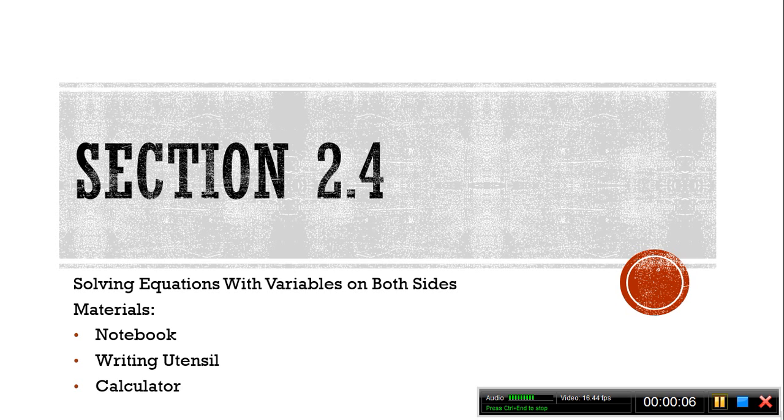What we're going to look at today is section 2.4, which is solving equations with variables on both sides. You're going to want to make sure you have your notebook out, a writing utensil, so a pencil or pen, and also you're probably going to want a calculator.